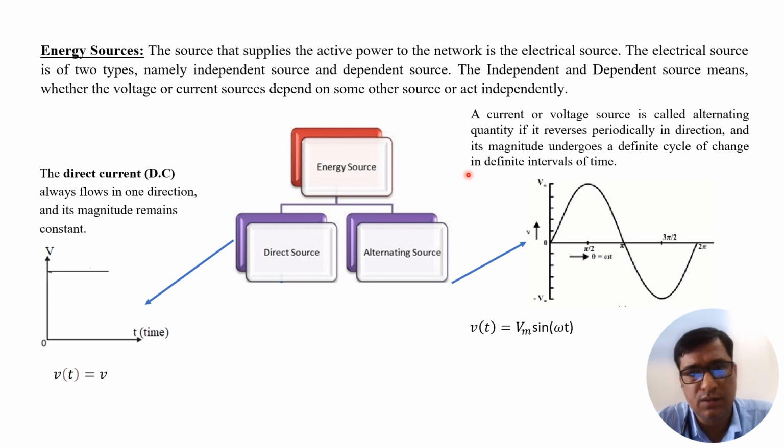While for the alternating source or AC source, a current or voltage source is called an alternating quantity if it periodically reverses its direction, and its magnitude undergoes a definite cycle of changes in a definite interval of time. Like from 0 to 90, it is a maximum. From 90 to 180, it is decreasing and becomes zero. That is a half cycle, and the other is a negative cycle. It follows the same kind of pattern, and its value can be given by the equation Vm sin omega t, where Vm is the maximum value of the voltage that can be achieved during a cycle, either positive or negative.